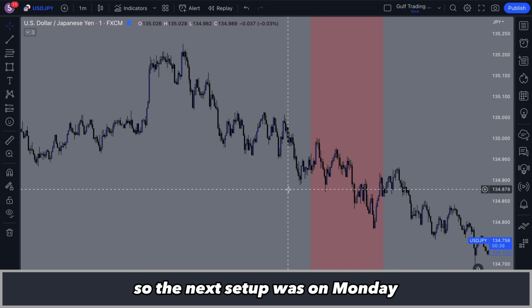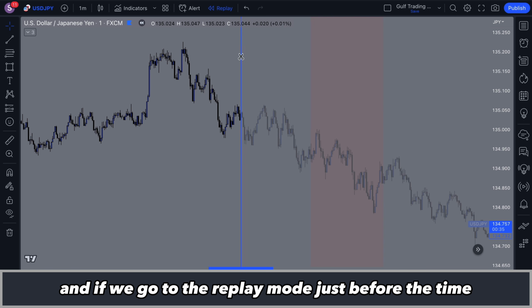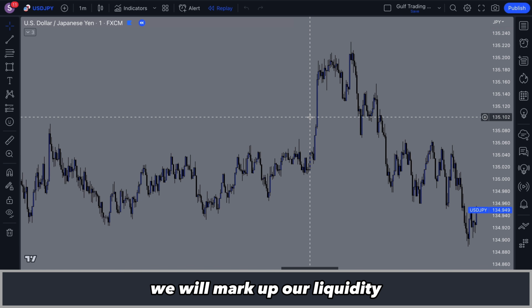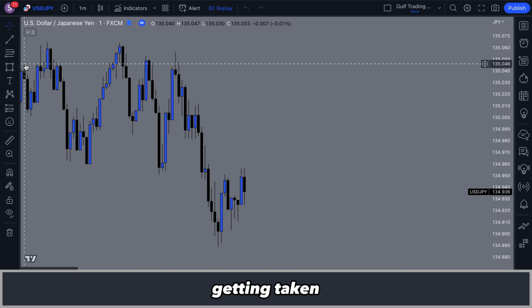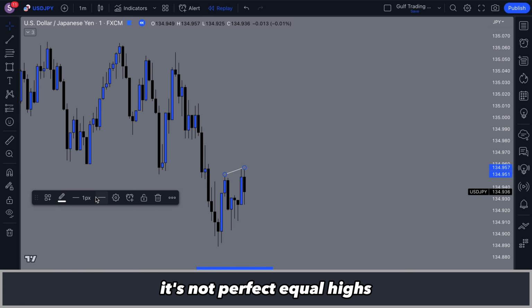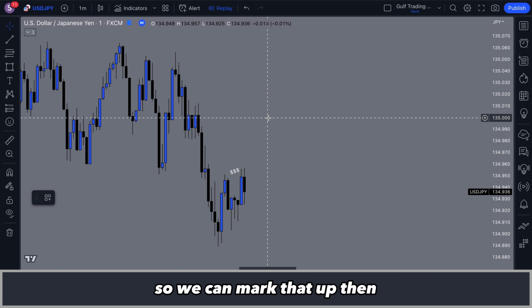So then the next setup was on Monday the 8th of May on USD JPY. And if we go to the replay mode just before the time, we will mark up our liquidity. So as you can see, there's some equal highs here. They're getting taken. A little bit of liquidity is being built up here. It's not perfect equal highs, but it is still what I would class as liquidity. So we can mark that up.